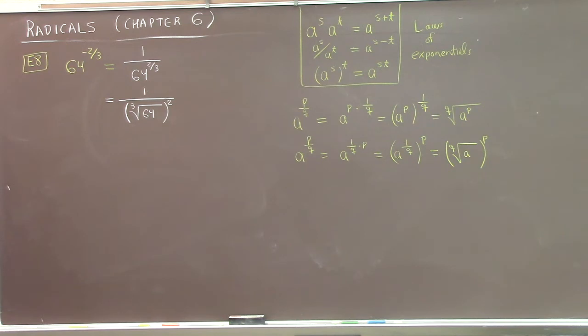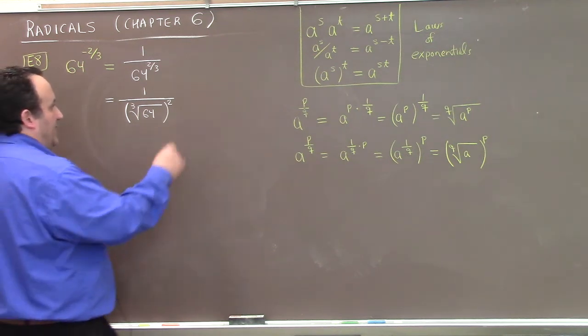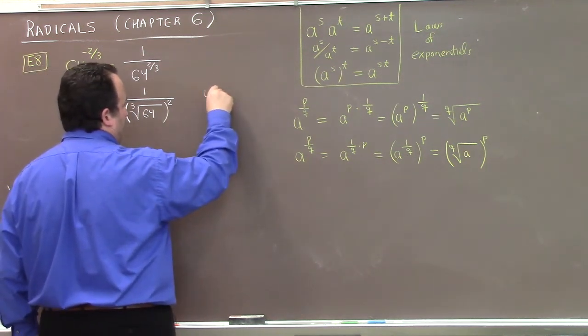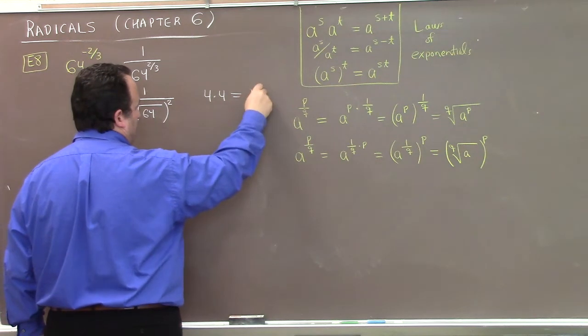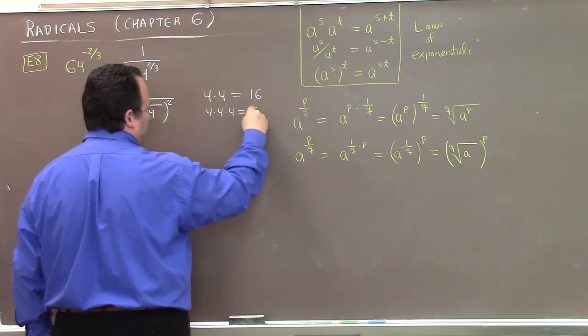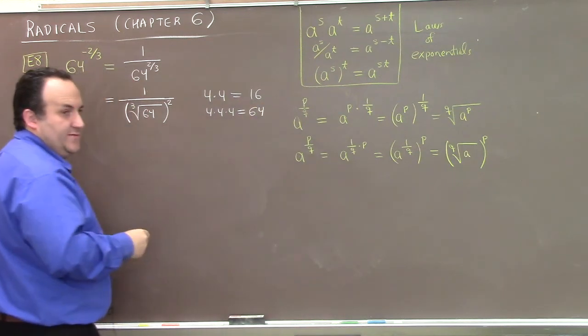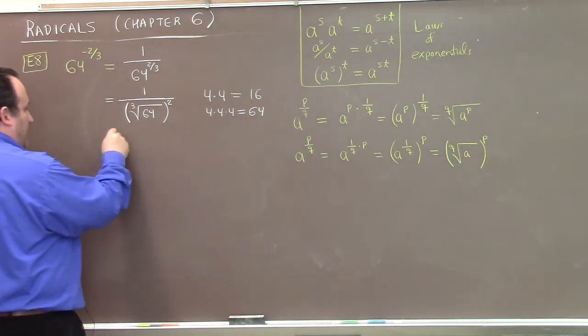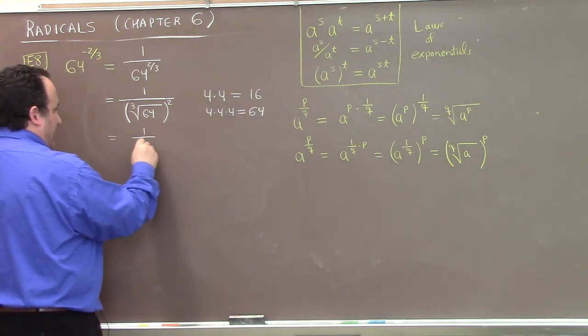What is the cube root of 64? Four, right? Because 4 times 4 is 16, and 4 times 4 times 4 is 64. So the cube root of 64 is 4. Squared, that gives 1 over 16, right?